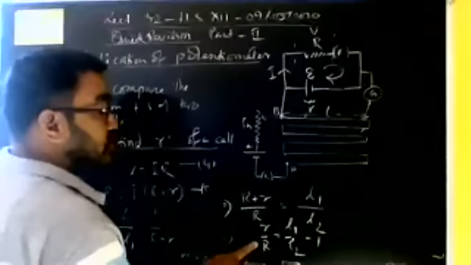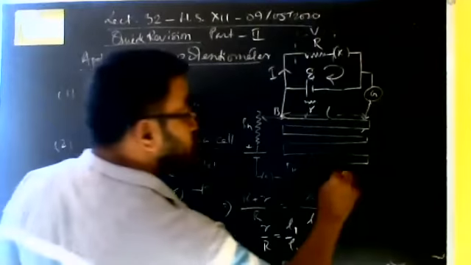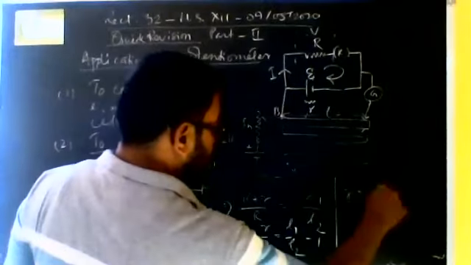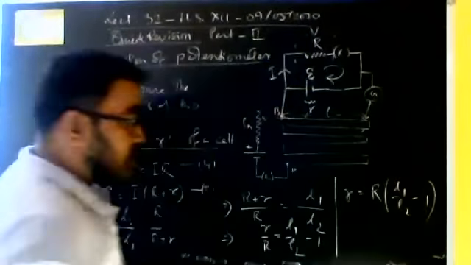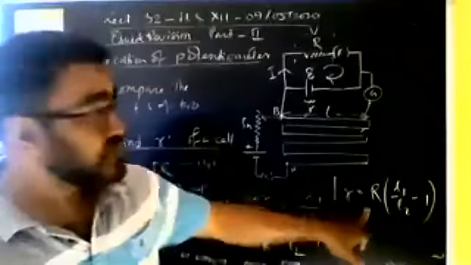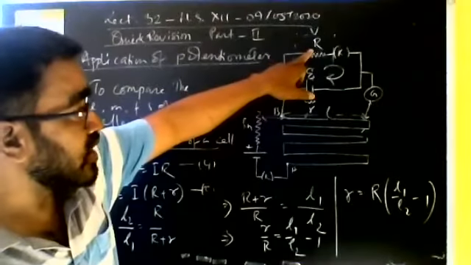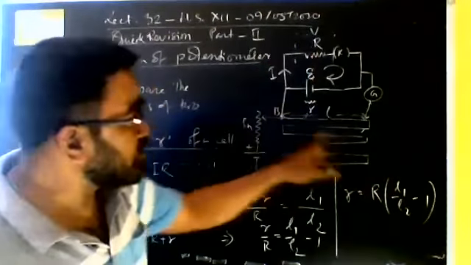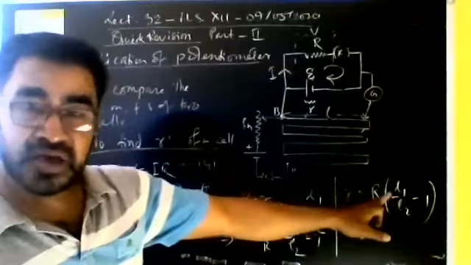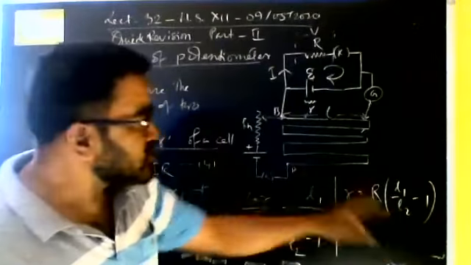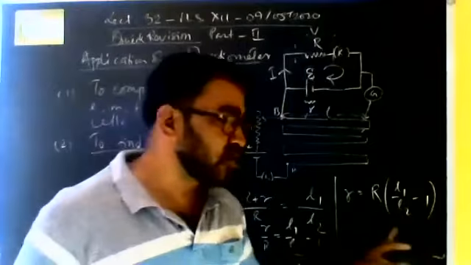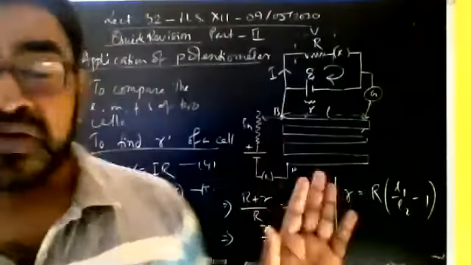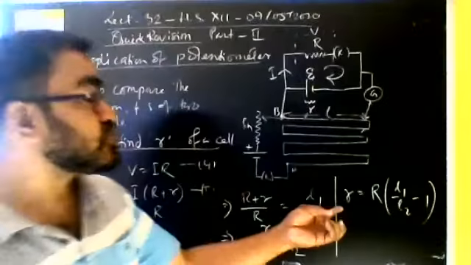So now you are in need of small r. So small r will be what? Capital R times (L1 by L2 minus 1). R is a known value. L1 is a known value from the scale, you can find out L1. L2 is a known value from the scale, you can find out L2. So from this expression, putting the values of R, L1, L2, you can find out the value of small r.